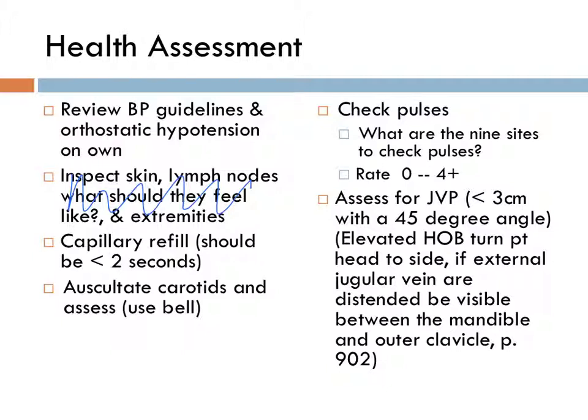There are 9 different pulse sites where you can check a pulse. You can check the temporal pulse, carotid, the apical pulse, brachial pulse, radial, femoral, post-tib, and dorsalis pedis. They are rated from 0 to 4+, 0 being no pulse, 4+ being nice and bounding. The other thing that you can do is assess jugular vein pressure.